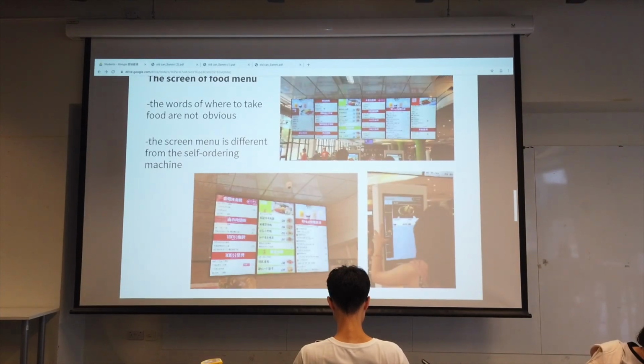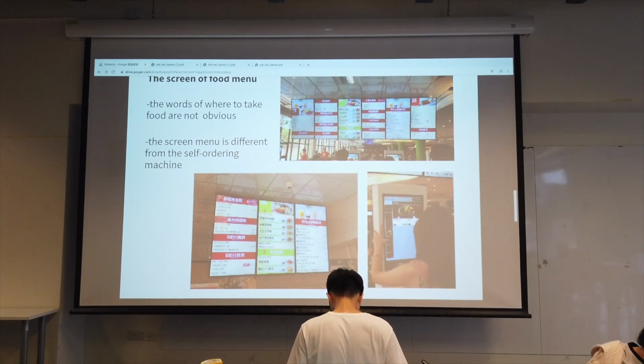We also have the same finding as the previous group, about the screen of the food menu. First, the words that guide people to take the food are not really obvious. They are in the same column as the food order title, with the same font size and typeface. The second thing is that the screen menu is different from the self-ordering machine, so when people come in front of the self-ordering machine, they see a different layout from the screen menu.